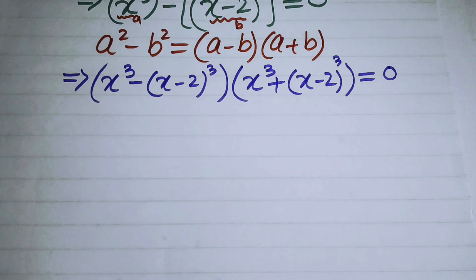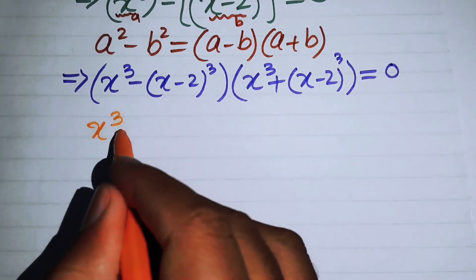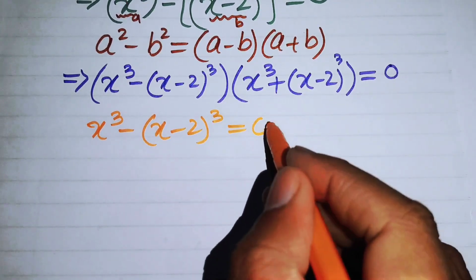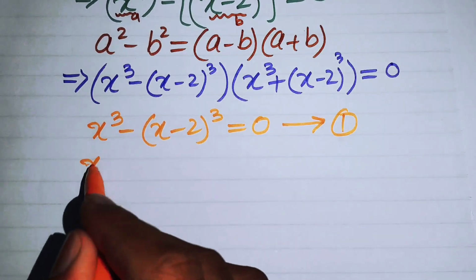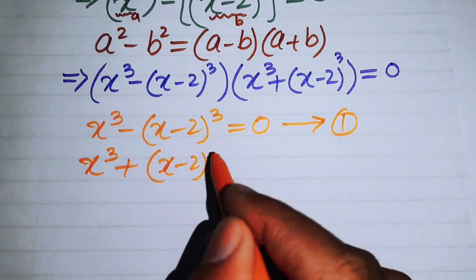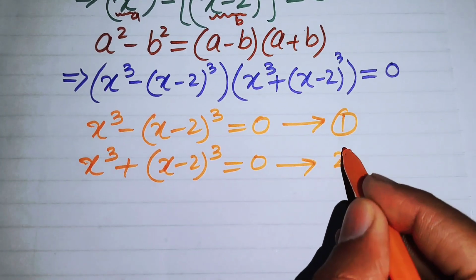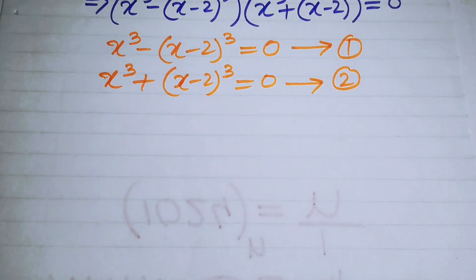Our first case is x cubed minus (x minus 2) whole cubed equals 0. This is our first case, and I can write this as equation number 1. And our second case is x cubed plus (x minus 2) cubed equals 0, and we can write this as equation number 2. So now we can solve these two equations and move towards the value of x. First we focus on case number 1.